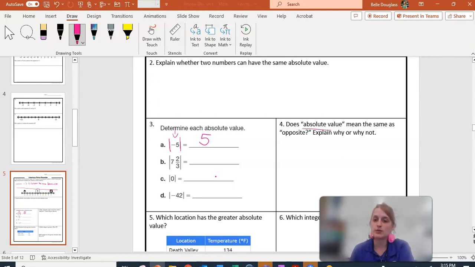Does absolute value mean the same as opposites? If you're stuck, maybe give yourself some examples. What's the absolute value of 5? That is 5 spaces from 0. What's the opposite of 5? If it's also 5, then maybe they mean the same thing. If it's not 5, then tell me why they're different.